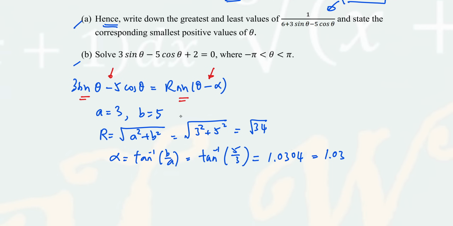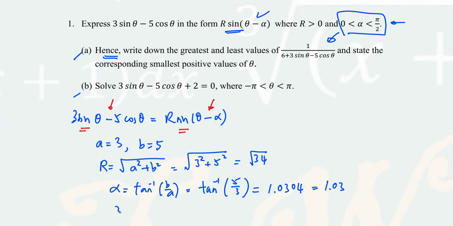So from here, as my final answer, I will just write 3 sine theta minus 5 cos theta is going to be, my r is square root 34, which is the exact value, or you can just simplify it. And then sine theta minus 1.03. So that is the solution for the first part, the harmonic form.